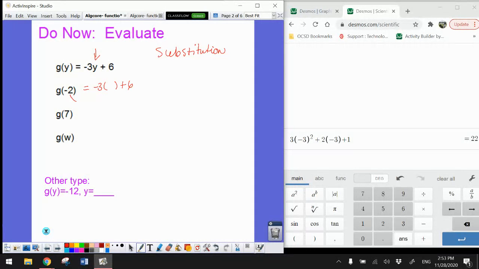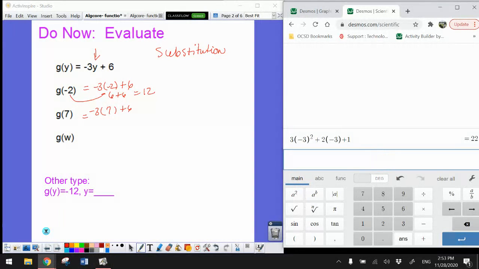So the first number they want me to substitute in is the negative 2. So negative 3 times negative 2 is 6. 6 plus 6 is 12. We're going to do it again. And again, use your parentheses, throw my 7 in. And let's go ahead and use our calculator this time. So negative 3 and parenthesis my 7, parenthesis plus 6 gives me a negative 15.